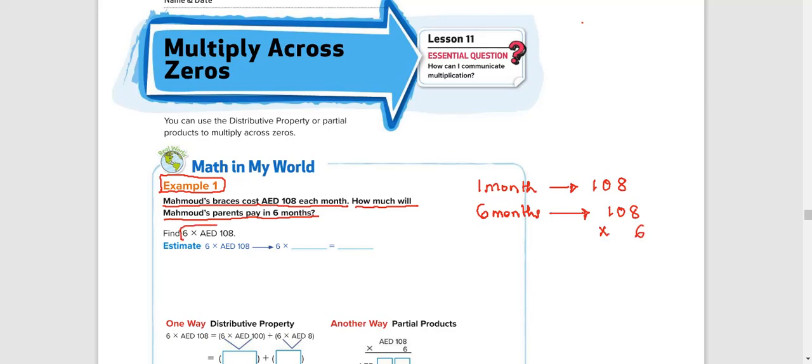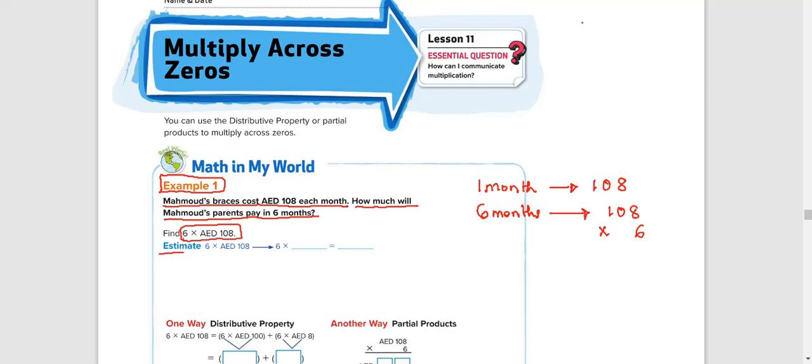Mammoth's braces cost 108 each month. So that is for 1 month. The cost of Mammoth's brace is 108. How much will Mammoth's parents pay in 6 months? So for 6 months, we are going to have 108, which is for 1 month, times 6. That is how we come across this 6 multiply 108.